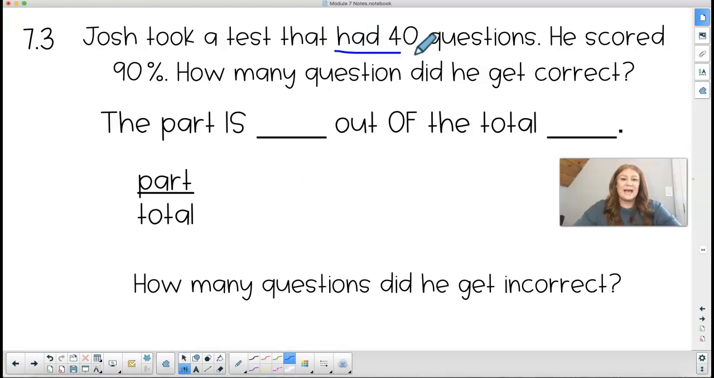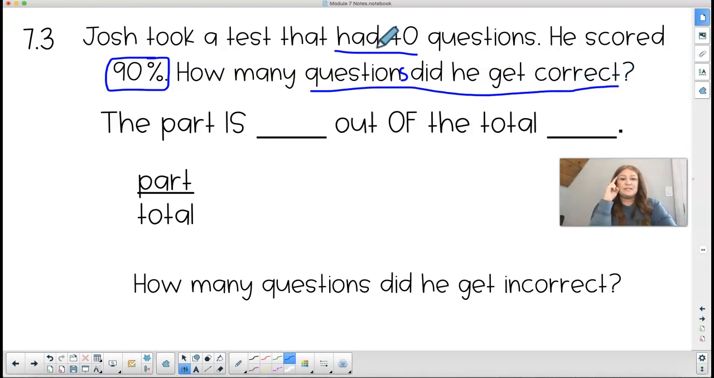So the test had 40. He scored 90%, so here's another number, and the percent, and we know that's a percent. How many questions did he get correct? So the test had 40. So is that part of the test, or is that all of the test?